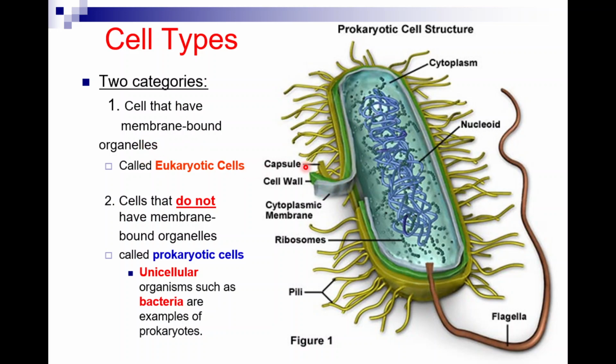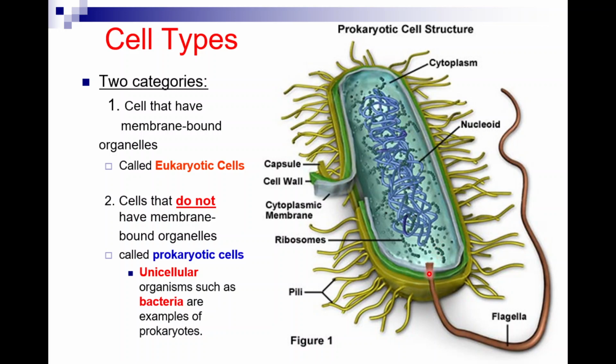This is the structure of eukaryotic cells. Now the next type is the prokaryotic. So see the definition of prokaryotic cells. Cells that do not have membrane bound organelles are called prokaryotic cells. For example, unicellular organisms such as bacteria are examples of prokaryotic cells. So these are the prokaryotic cells whose cell organelles are not membrane bound. They don't have a membrane around their organelles. So those organisms are called prokaryotic cells.